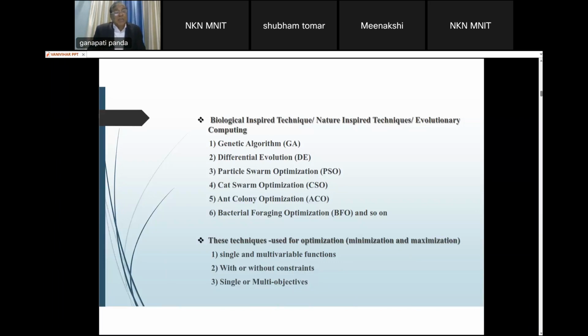Each ant sprays a liquid called pheromone, and other ants smell this liquid. Wherever the liquid smell is there, they follow that path, and that becomes the shortest path. Many transportation problems, communication problems, digital communication problems can be solved by ant colony optimization. The behavior of the bacterium gives bacterial foraging optimization.